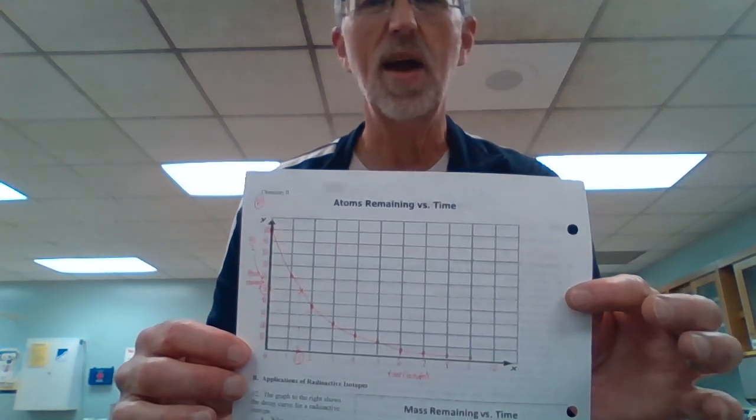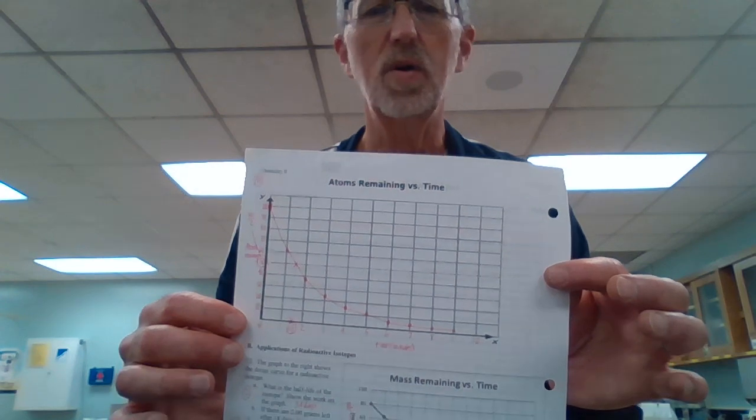Now let's go to the back side. So here is the graph. All right. So here's what we're going to do. On the y-axis, this is mass. Actually, we didn't do mass. We did number of atoms or pennies. So we'll label that atoms remaining. And with the number of boxes I have there, I went up by tens.